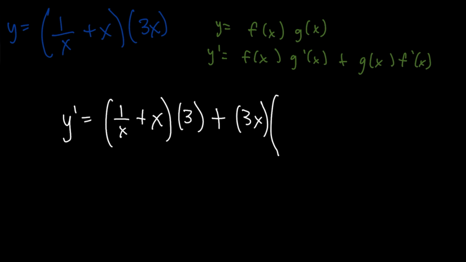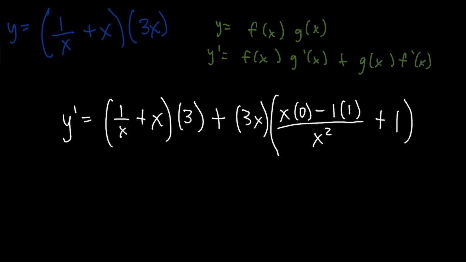If we derive 1 over x, let's use the quotient rule here. Let's copy the denominator, then derive the numerator, then subtract. Then let's copy the numerator, then derive the denominator, all over the denominator squared. Plus, if we derive x, that is equal to 1. So let's just simplify things here.